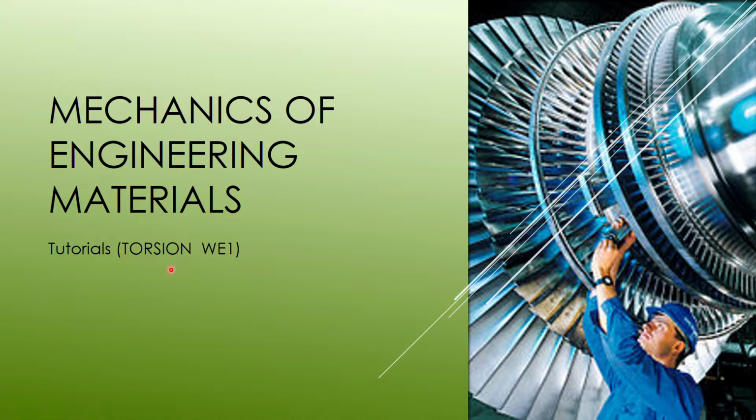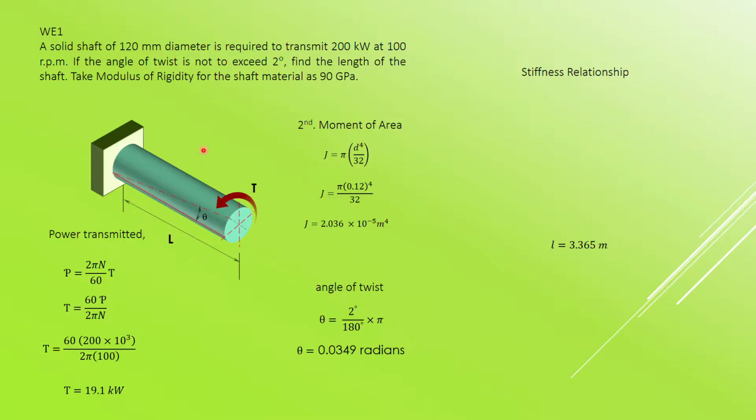Okay, now on torsion, we have book examples. So this is the first example. A solid shaft of 120 millimeter diameter is required to transmit 200 kilowatt at 100 RPM. With the power and the speed, the first thing is to calculate the torque, based on the power transmitted formula, which is 2 pi N T over 60. From here, you will be able to calculate the torque.